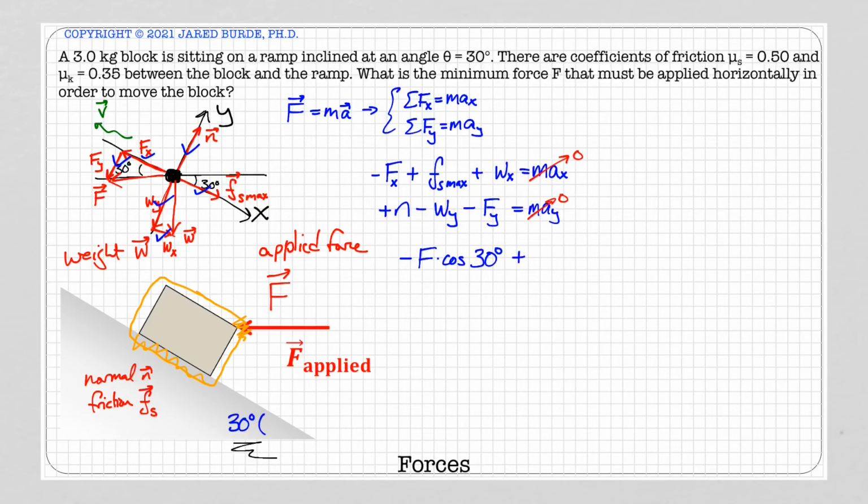The maximum static friction is the coefficient of static friction times the normal force. And the x component of the weight would be the full value of the weight, mg, times sine of 30 degrees. Again, this is a 30-degree angle here, and the x component is opposite that 30-degree angle. Altogether, those are equal to 0.